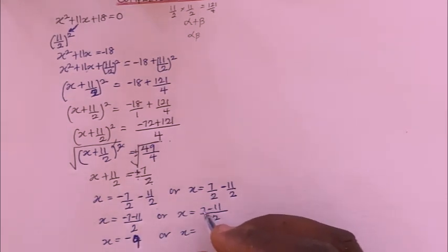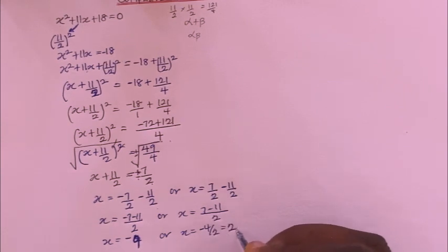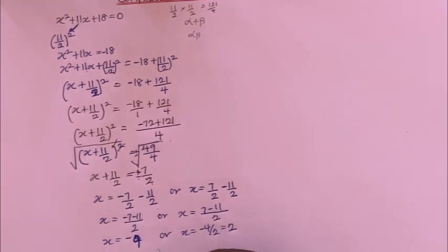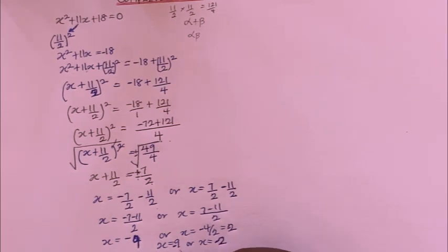And this 7 minus 11 should give us minus 4, then divided by 2, this is going to give us 2 exactly. So we have the roots to be x equals 9 or x equals 2. But in this case, that's minus 9 and also minus 2 exactly. So we have minus 9 and minus 2.